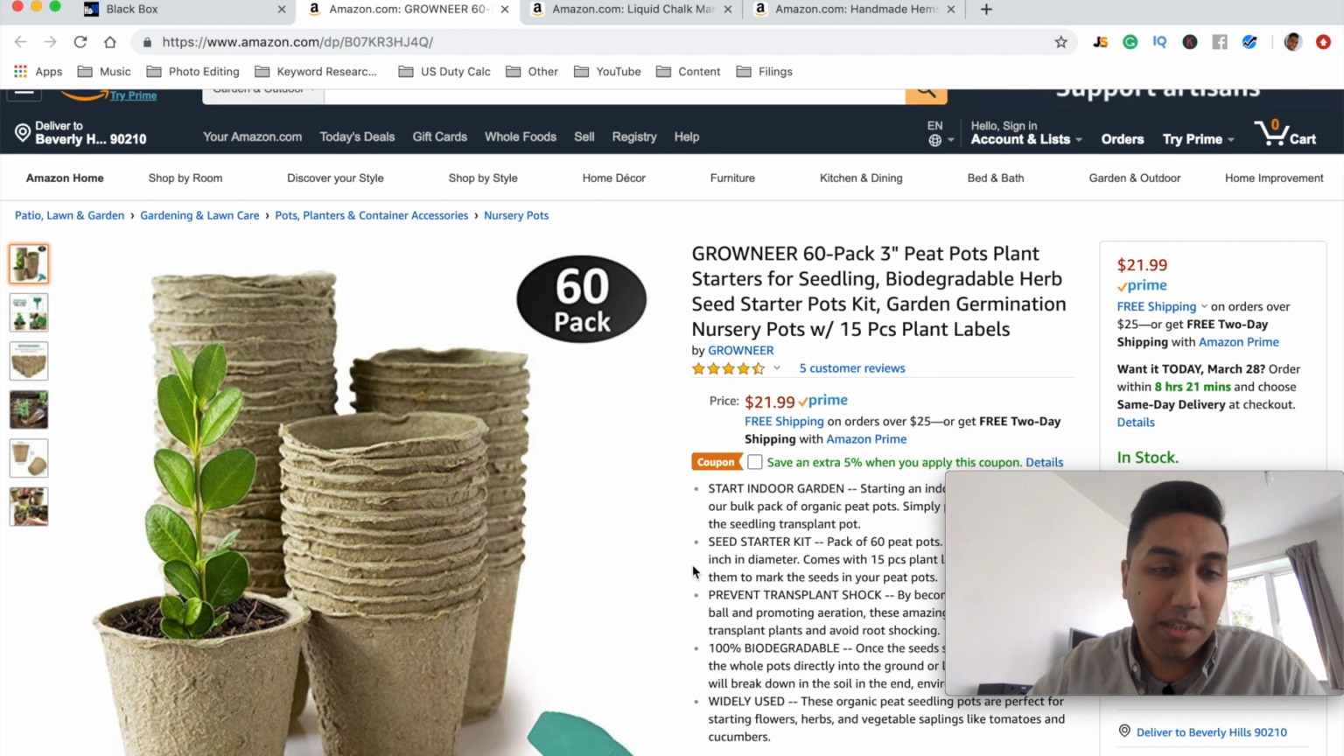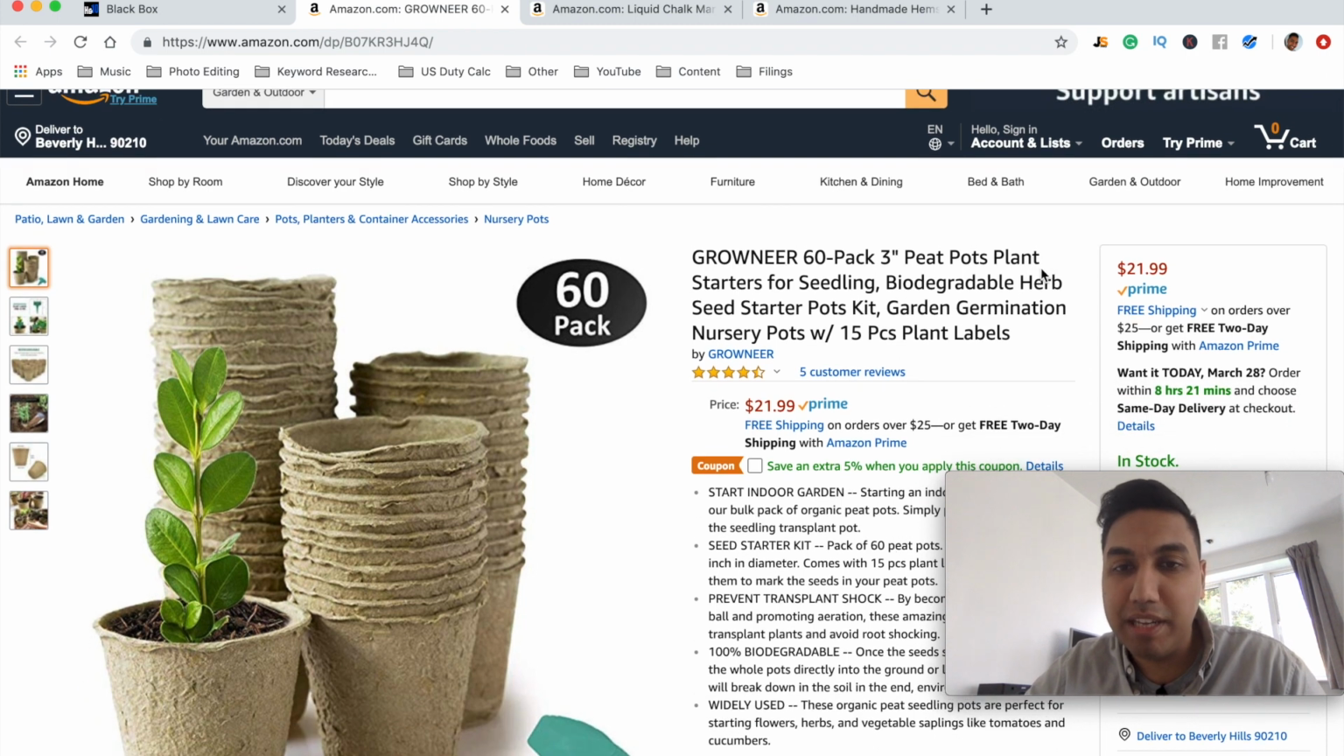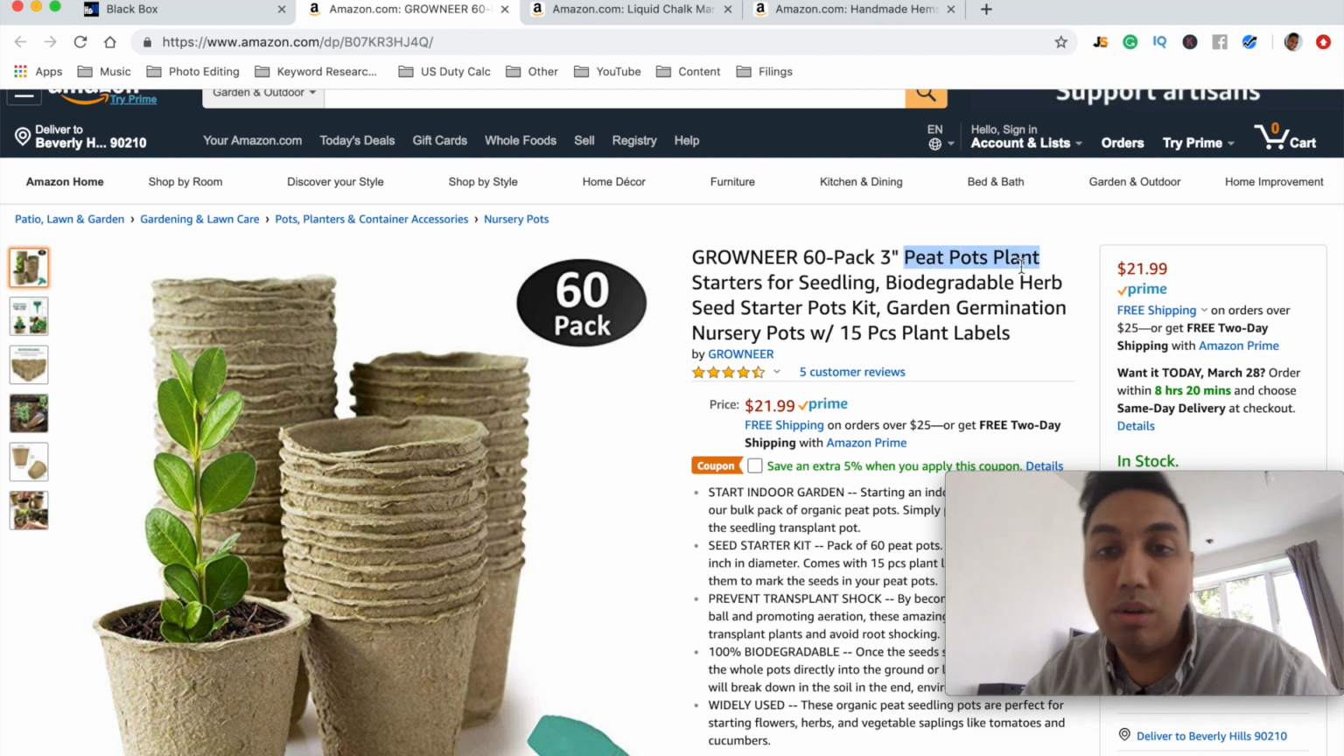So let's take, for instance, that we found this product over here. Essentially we know what it is. It's some type of biodegradable product that you put into the ground to grow your plants. But what we don't know is the correct search term, the keyword that people are using to type in to find this product. So what we're going to do is use the Helium 10 tools. All of this comes with the Xray Chrome extension. So let's take, for example, peat pots plant, or we could put in biodegradable pot plants.